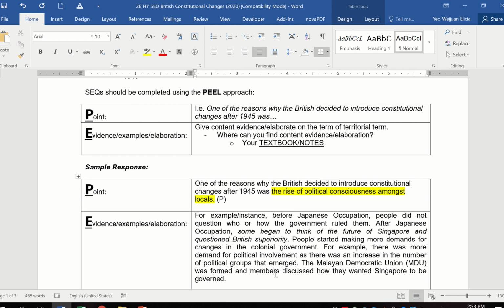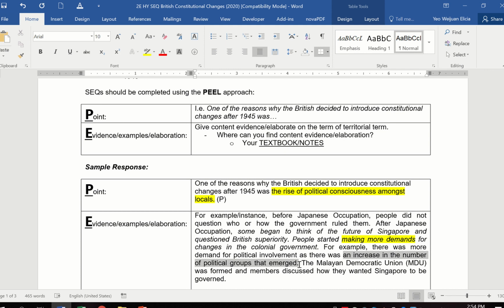After that, people started making more demands for changes in the colonial government. Another good content elaboration point. And you can actually go on to give examples of what you mean by making more demands. In this case, for example, there was more demand for political involvement as there was an increase in the number of political groups that emerged.